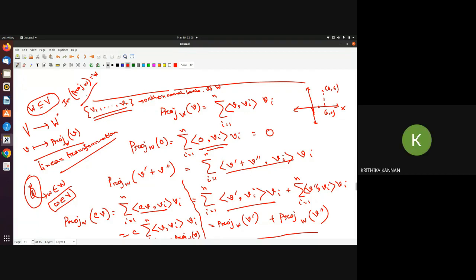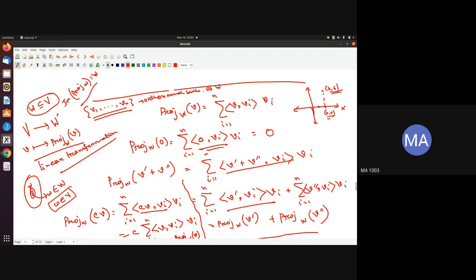Yes, sir. Okay, fine. So this is really an important thing. So this is an onto map. Is it 1-to-1? No, it's not, right? Because you can see this example itself.